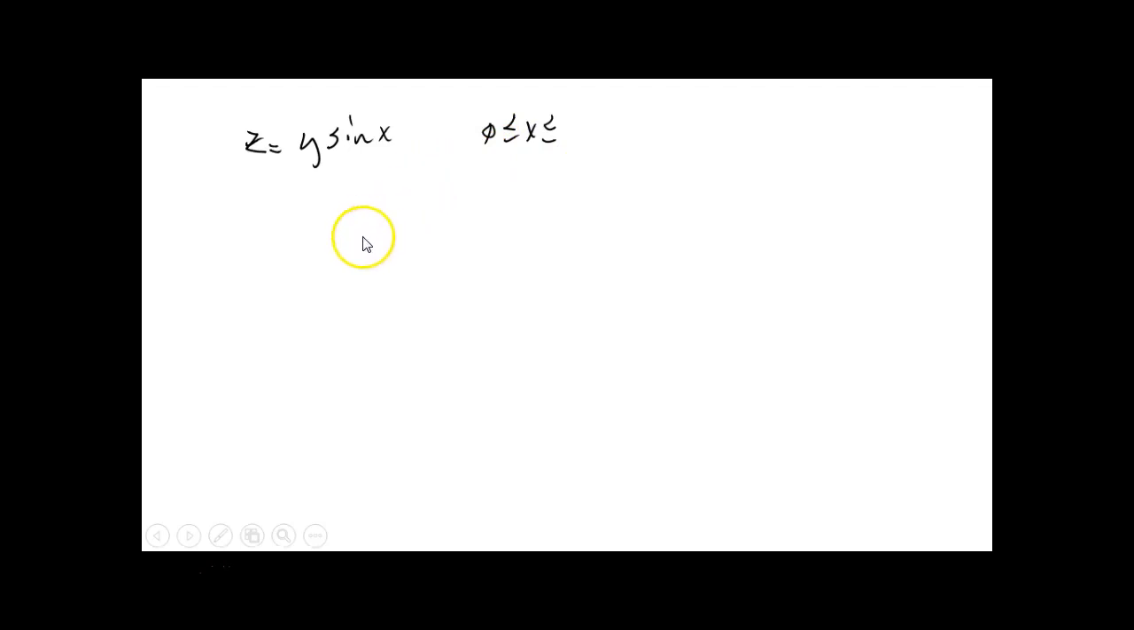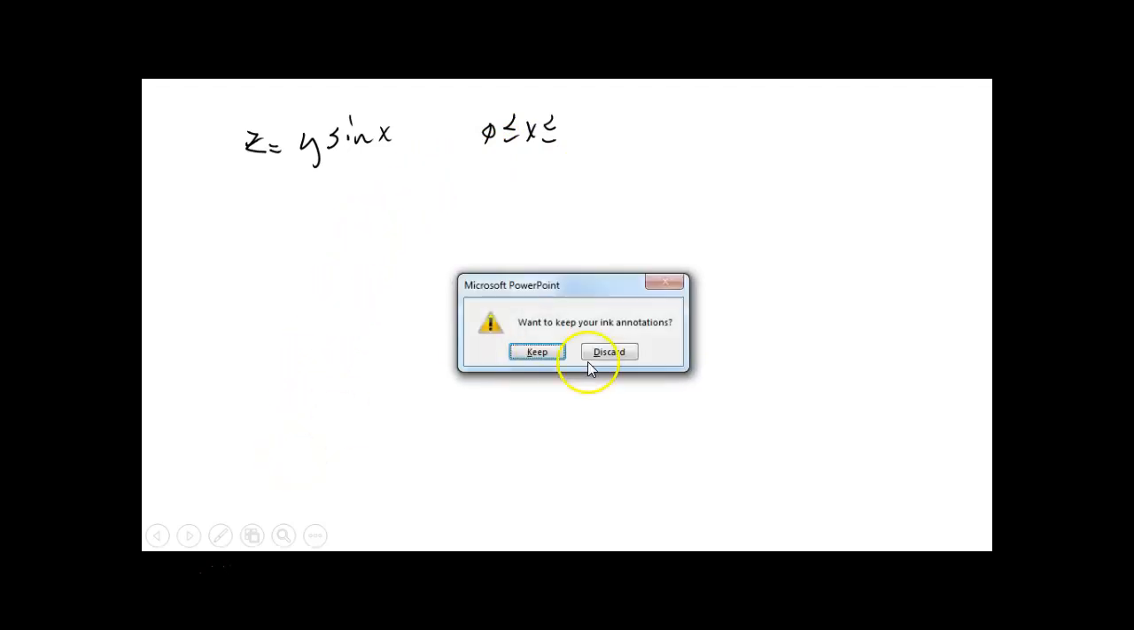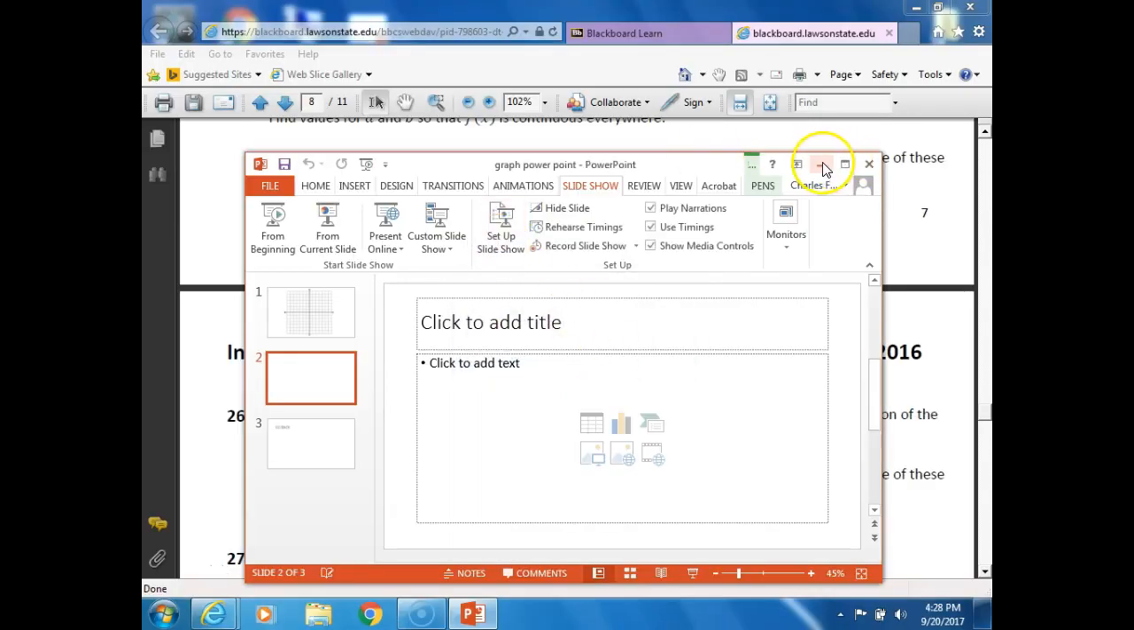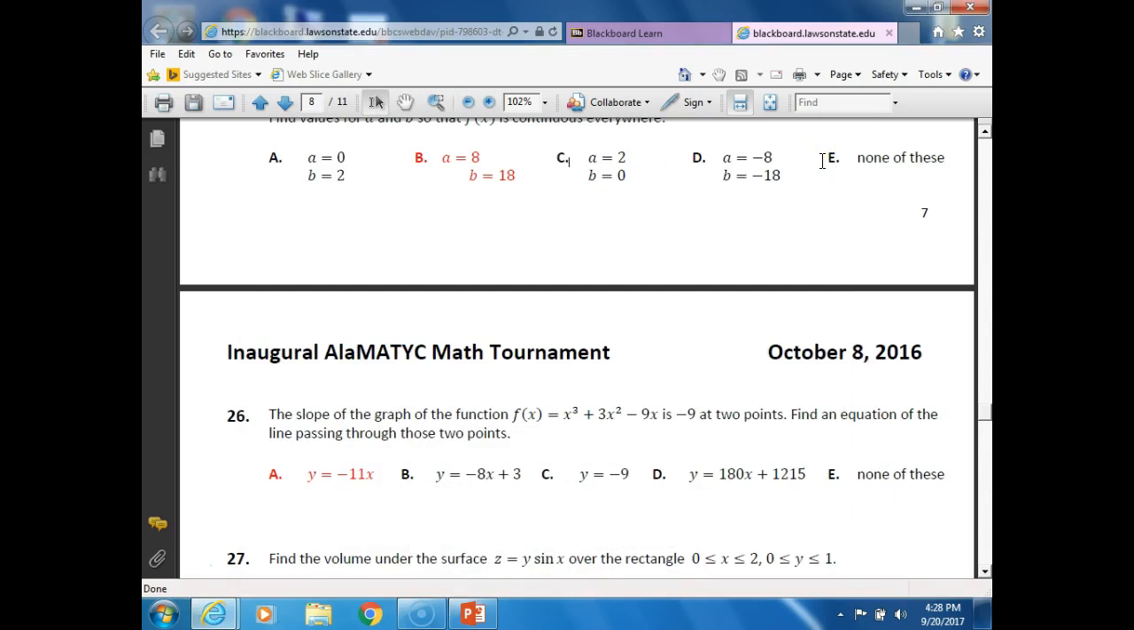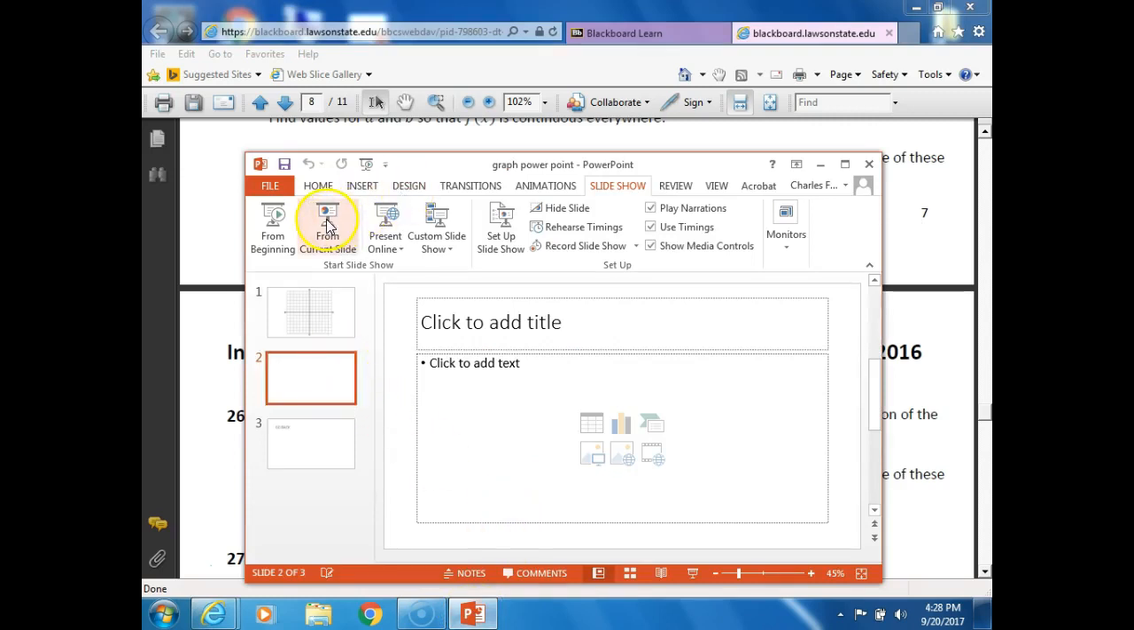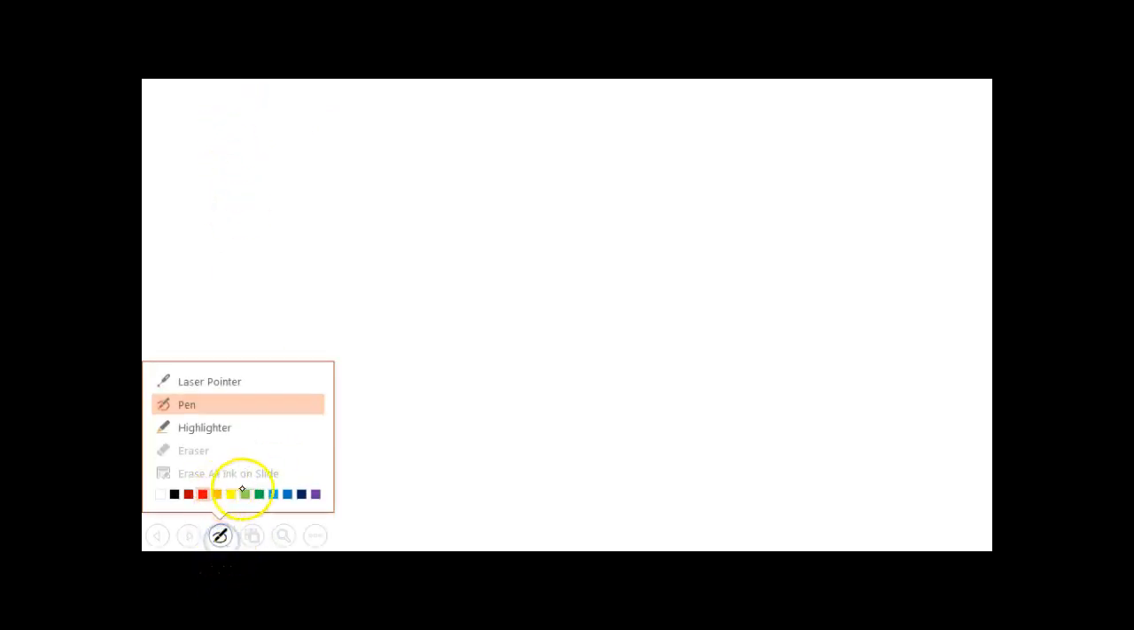Oh, okay, you didn't get that down? Okay, let me go back. Okay. z is equal to y sine x. x is going 0 to 2 and y is going 0 to 1. Got it? Okay. So let's go back to this. So z is equal to y sine x, and you're doing the rectangle 0 less than or equal to x less than or equal to 2, and 0 less than or equal to y less than or equal to 1, right? Okay.